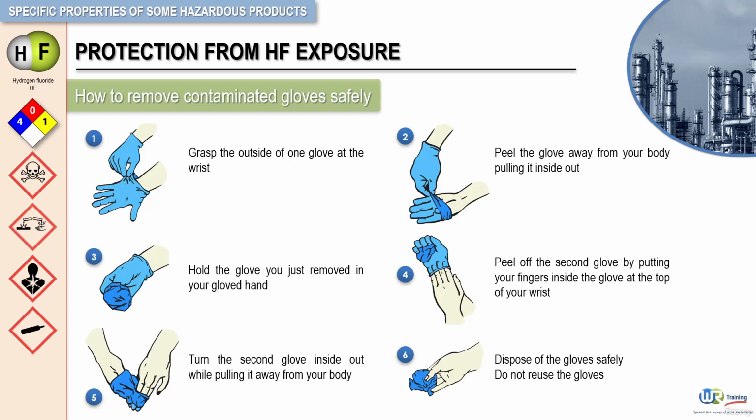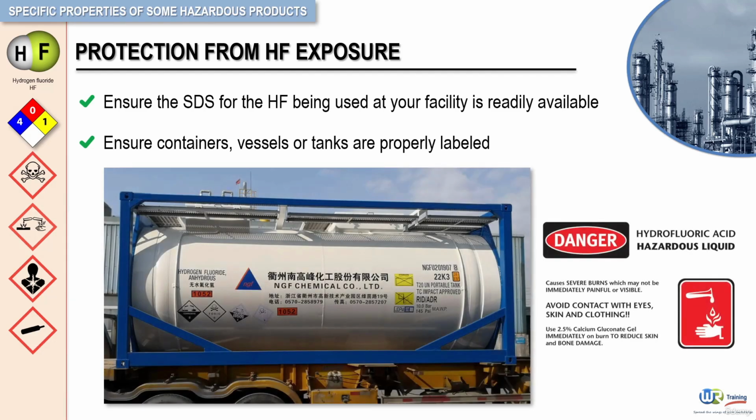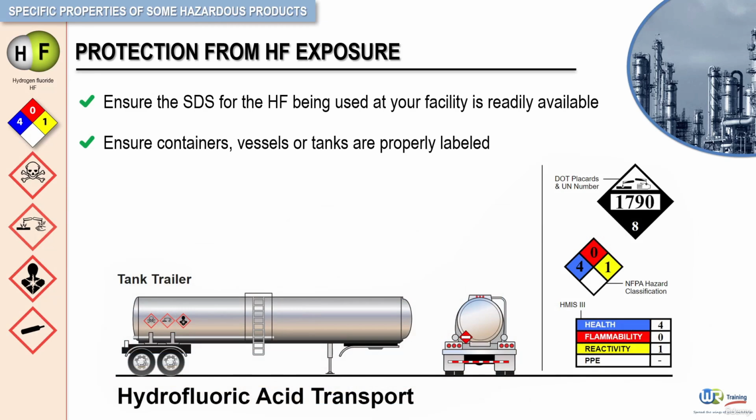In addition, don't forget to make sure that the safety data sheets for the HF being used at your facility are readily available. Also, ensure containers, vessels, or tanks are properly labeled and consider posting warning signs in the work area, as depicted here. This will raise the awareness of workers so that they can recognize early signs of safety concerns and spot early signs of equipment damage or deterioration.